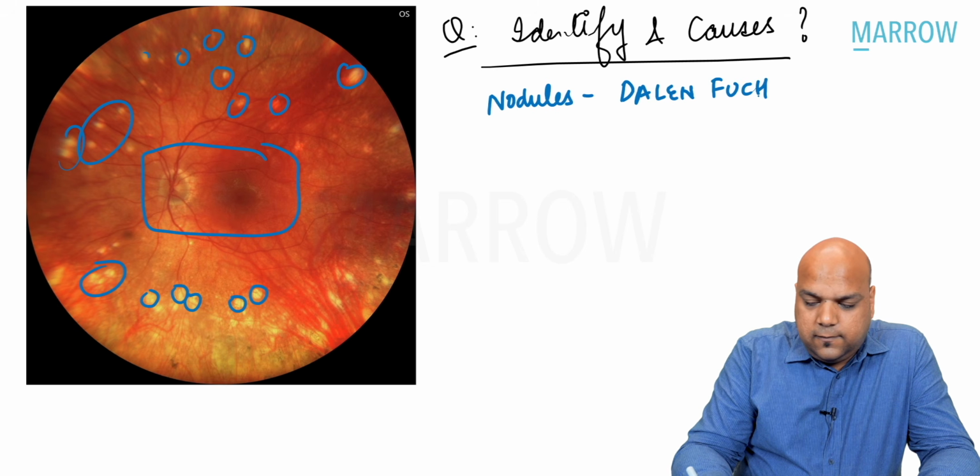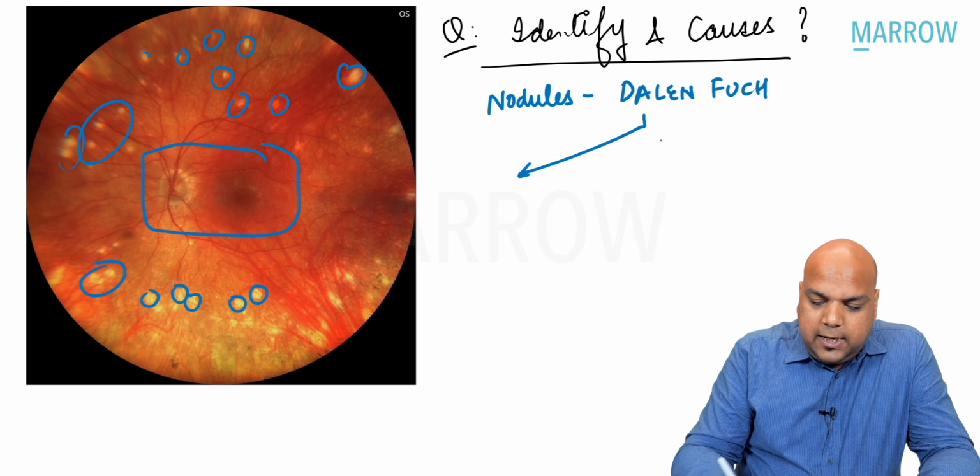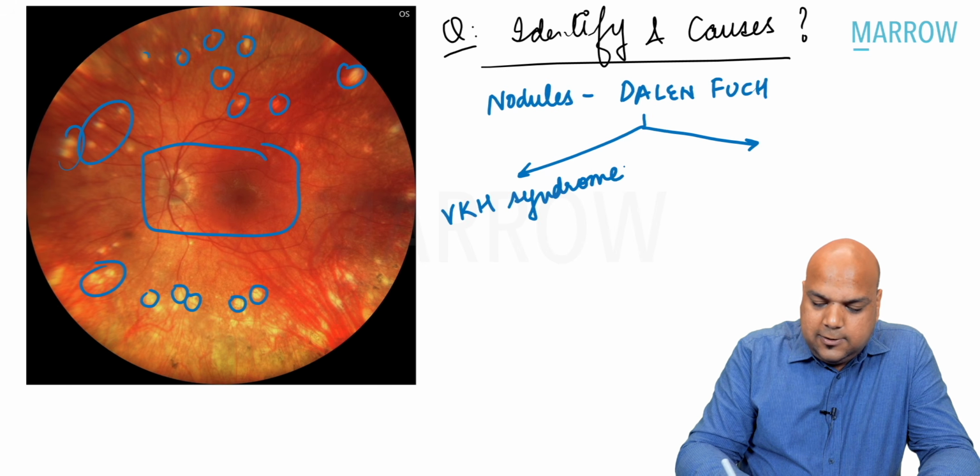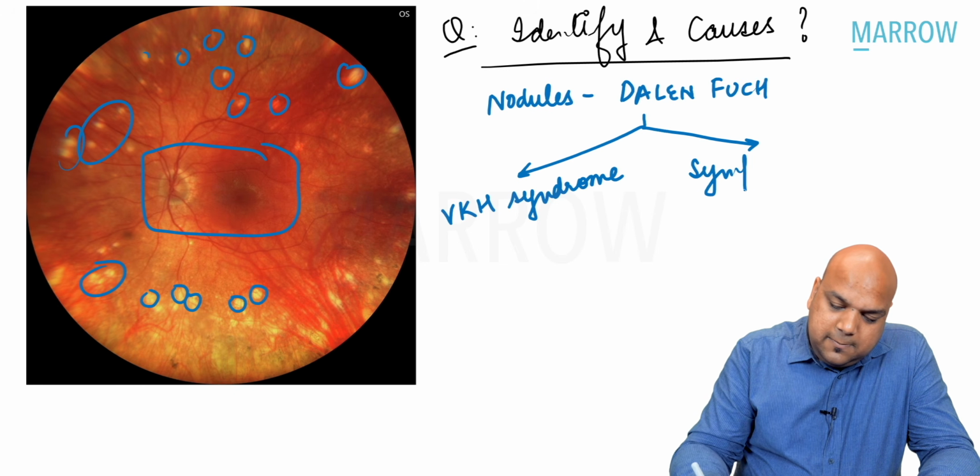These are called Dahlen-Fuchs nodules. Now, Dahlen-Fuchs nodules can be found in two conditions. VKH syndrome. What is VKH syndrome? Vogt-Koyanagi-Harada syndrome. And obviously, the other is sympathetic ophthalmitis.